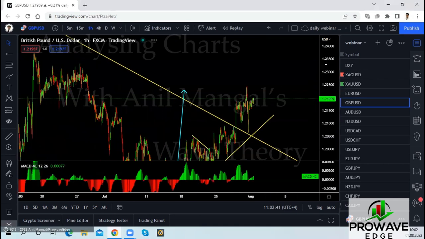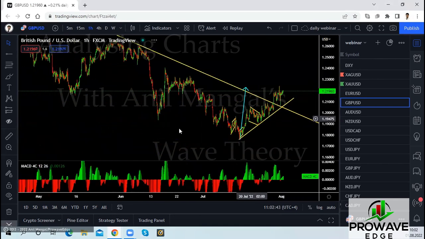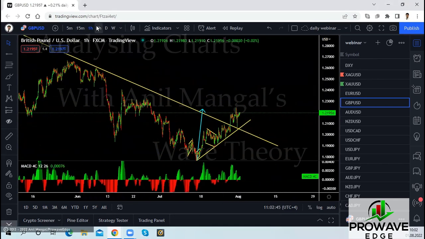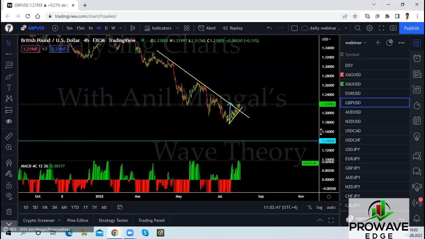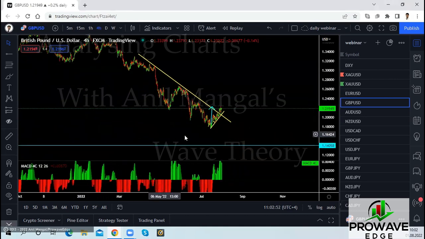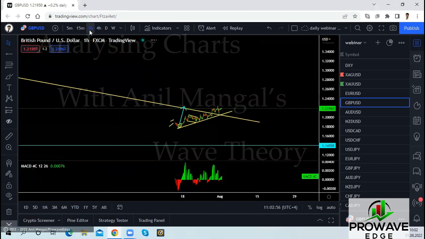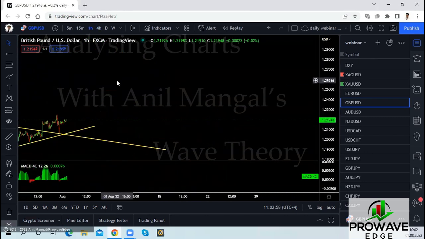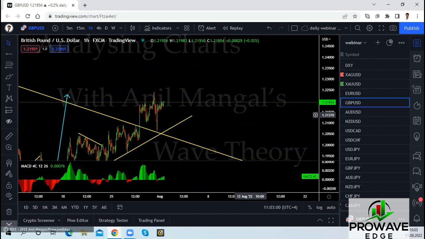So how far do I think this can go? I don't know. It's going really slow. It did break out of the structure, but a breakout by itself doesn't mean anything. We know that. It could break out and come right back in. It's going up really, really slow. And that is the problem, the slowness with which it's going. If you buy, you have to be cautious. I don't think we should buy this.